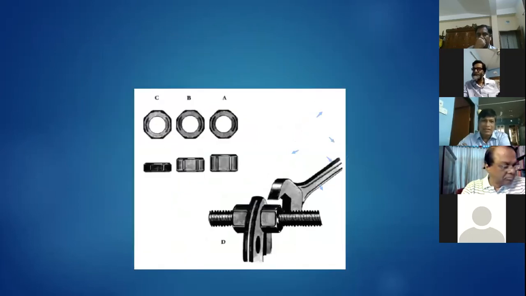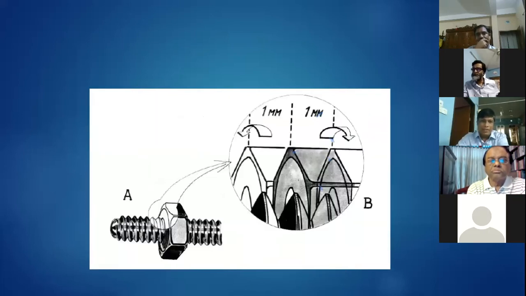And nuts, there may be three types of nuts: 3 millimeter, 5 millimeter, 6 millimeters. Usually 5 millimeter is better, and when a compression distraction frame is used, there should be a 6 millimeter diameter nut. And this figure shows one full length rotation causes 1 millimeter of length.